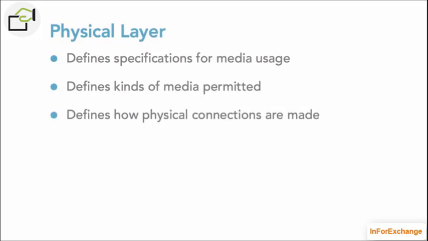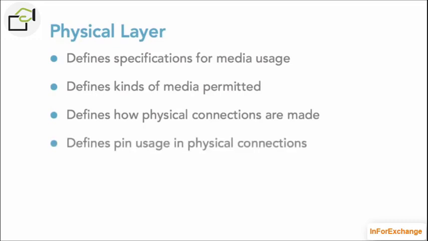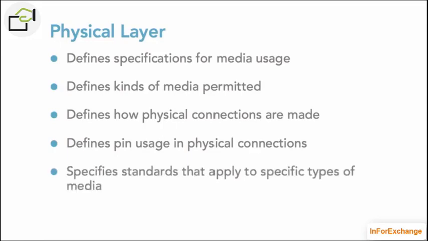Beyond defining the types of media that are permitted, the physical layer also defines how the physical connections are made with those media. This is done by defining pin usage and other types of specification that apply to the physical media that's being used. Defining pin usage would apply to copper type media, but if you're using wireless type media, then the physical layer would define how the waves are modulated or the frequency of the waves that are allowed to be used. So these are the kinds of things that the physical layer defines when it's putting specifications on the media usage that the physical layer is using.